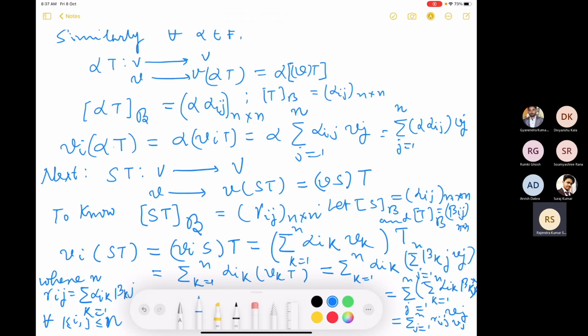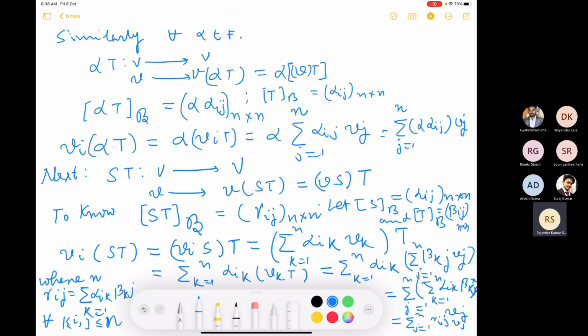So the matrix of the composition ST, the product of linear transformations ST, with respect to the ordered basis is gamma ij, the ijth entry, and the ijth entry is the summation of alpha ik beta kj, k from 1 to n. So we now know the matrix of the composition. Once we have this composition, you can also know the matrix of STU, if U is another linear transformation.